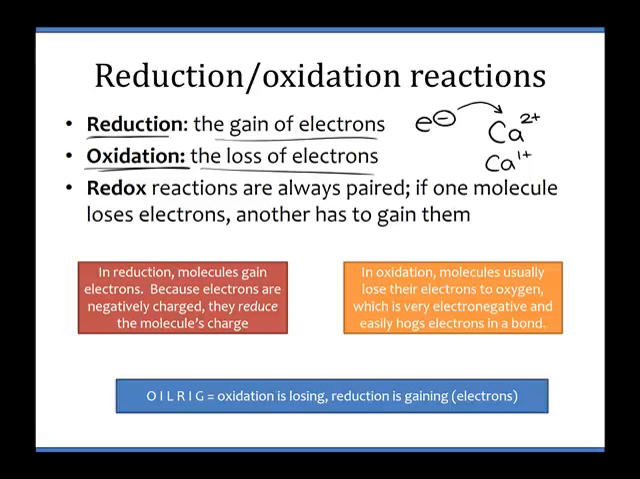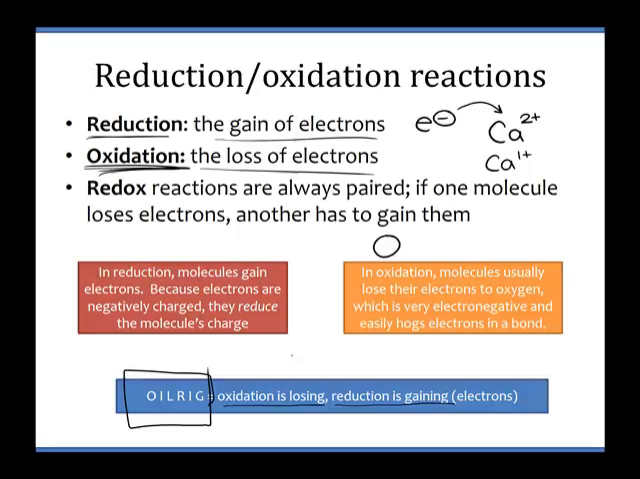With oxidation, you are losing electrons. And most of the time, you're losing electrons to this guy, oxygen. Remember, oxygen's very electronegative. He'll take electrons wherever he can get them. So most of the time, when you are losing electrons, you're losing them to oxygen, and that's why this is called oxidation. And here's how I remember this. Down here, OIL RIG. Oxidation is losing, reduction is gaining, and we're referring to the electrons here.